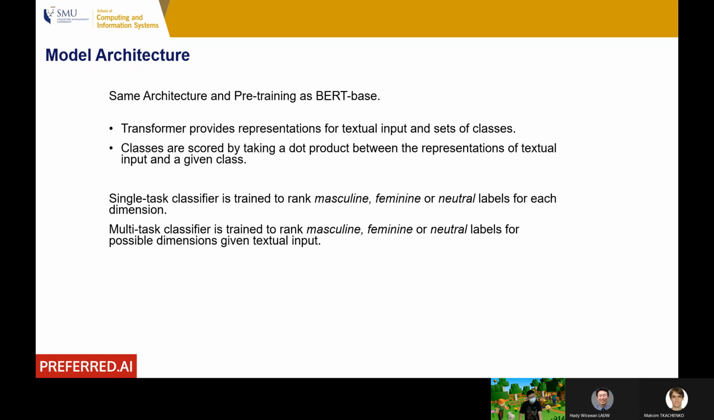Let's say we have a sentence that says, "Hi John." For the to dimension, we would classify this as masculine. But a multitask classifier is trained to rank masculine, feminine, or neutral labels for all possible dimensions given the textual input. So let's say, "Hi John, I'm Joan." We would expect the classifier to give a result like to male, from female, something like that.